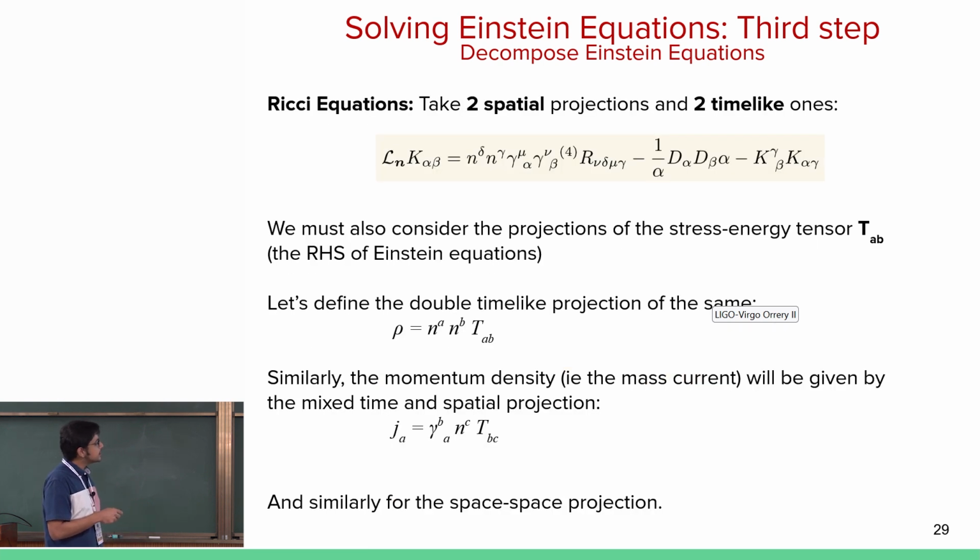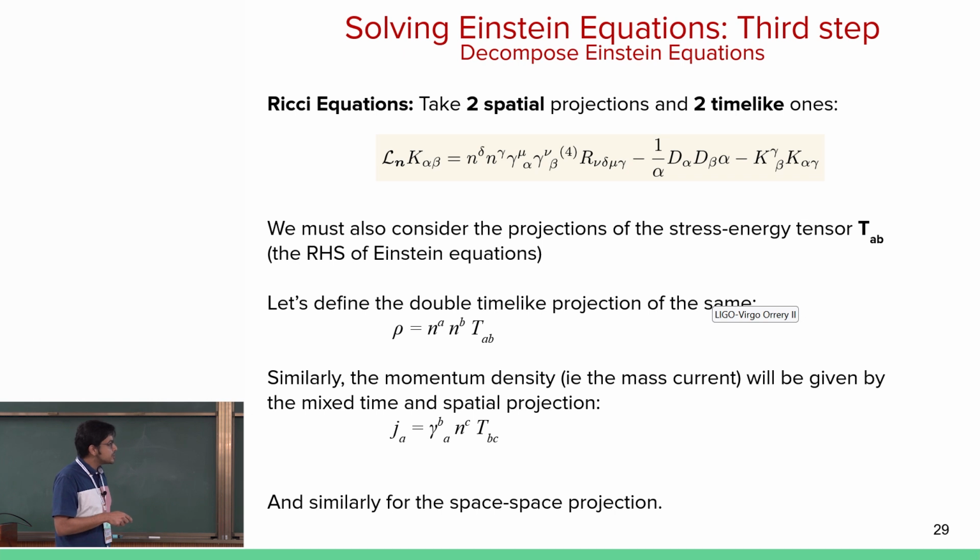Now, the third set are the Ricci equations, which are given by taking 2 spatial projections and 2 time-like projections, and they can be written in terms of the Lie derivative of the extrinsic curvature as well as the 3D covariant derivatives of the lapse function and the extrinsic curvature here, right? So, this equation will be important later because hidden inside this is the seed of the time evolution equation for the extrinsic curvature.